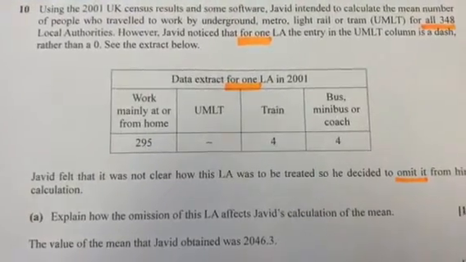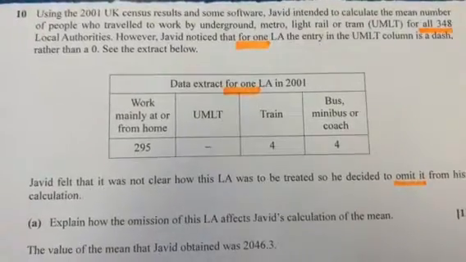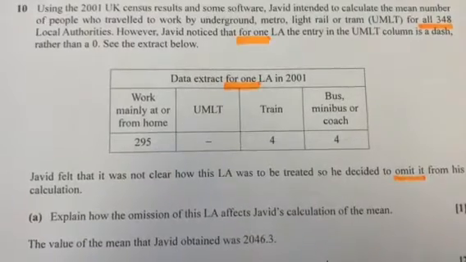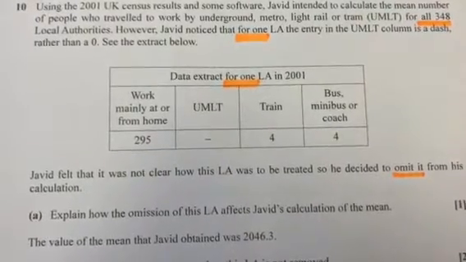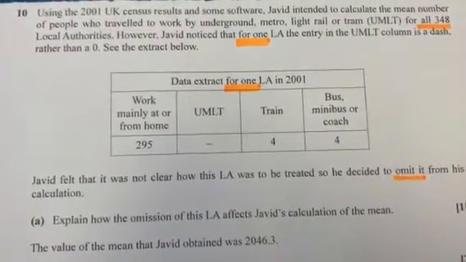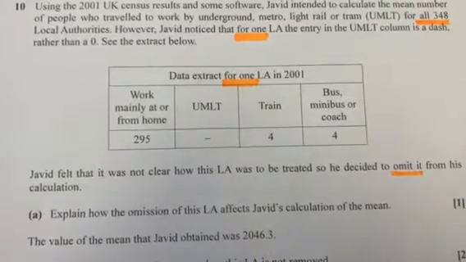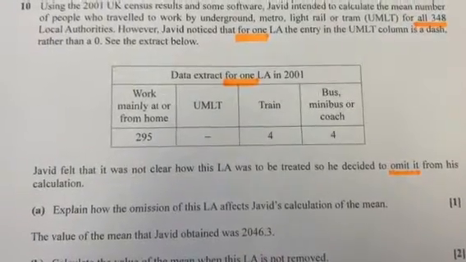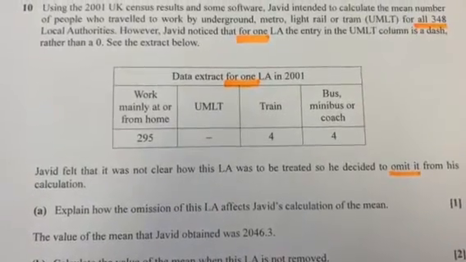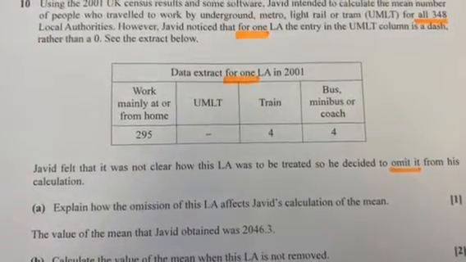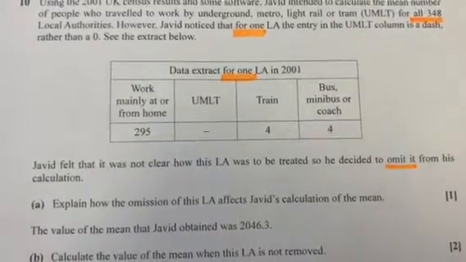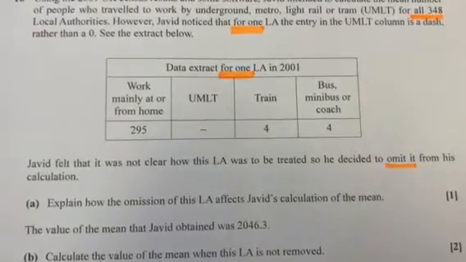underground metro, light rail and tram for the census data that you have as your large data set. So Reid is trying to get the mean number of people who travelled by this method for the 348 local authorities, but he's noticed one of them just has a dash instead of a 0, and his solution is to exclude this one. So we're noticing that we want the mean for everything. We are going to exclude one local authority. So that little table in the middle is only for one of those 348 local authorities.